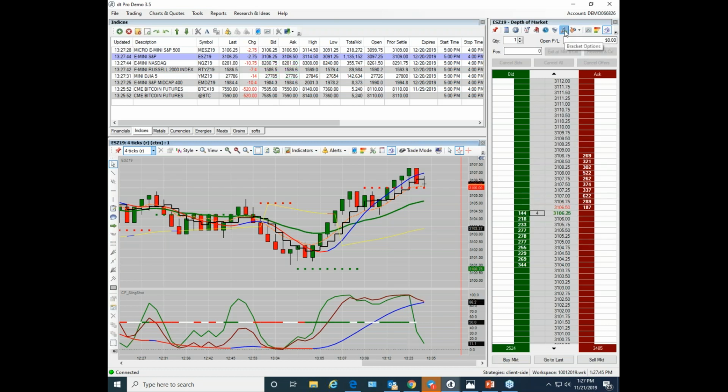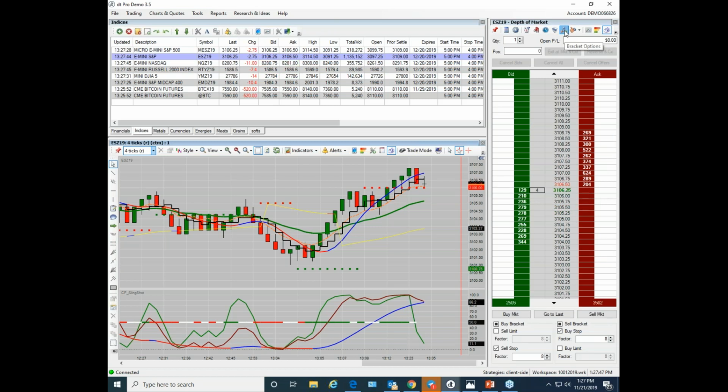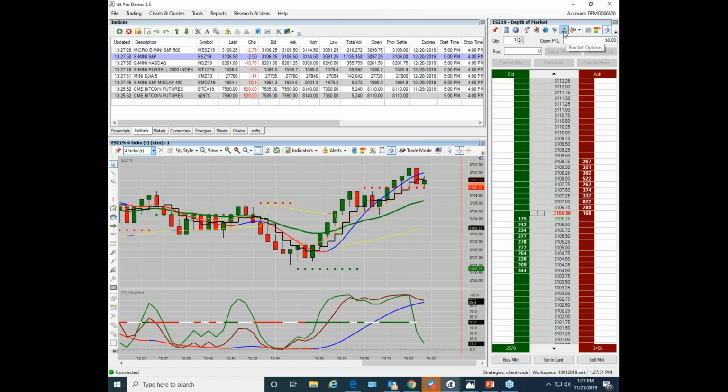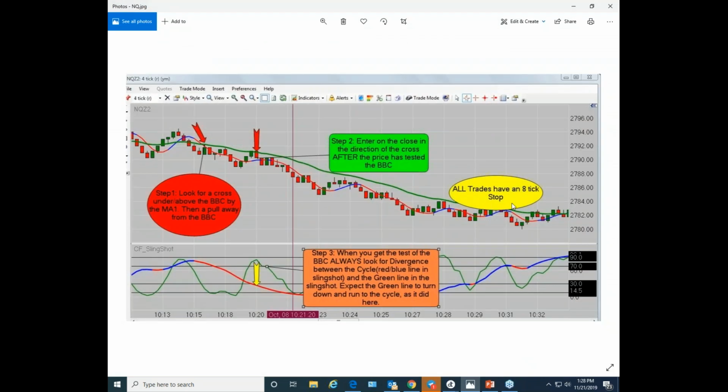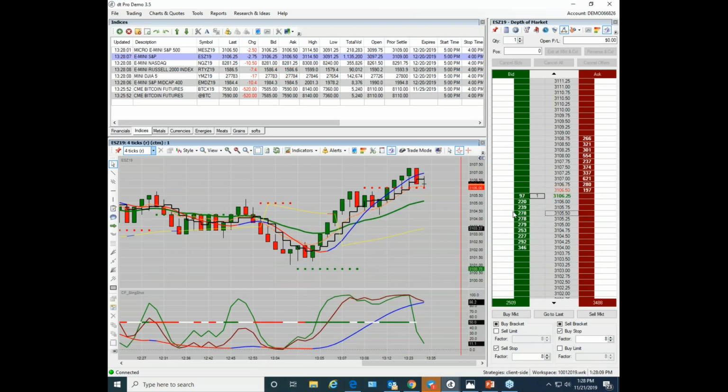While that's happening, let me show you one cool thing about the DOM. Notice what I just did. I hit this Tinker Toy triangle up on top. You notice how the DOM opens at the bottom there? This is called the bracket. That means as soon as I enter the market, it's automatically going to put that 8-tick stop that I advertised earlier. We don't have to push any extra buttons. It's going to do it for us automatically. That's a cool feature because that's one less click that you have to make.